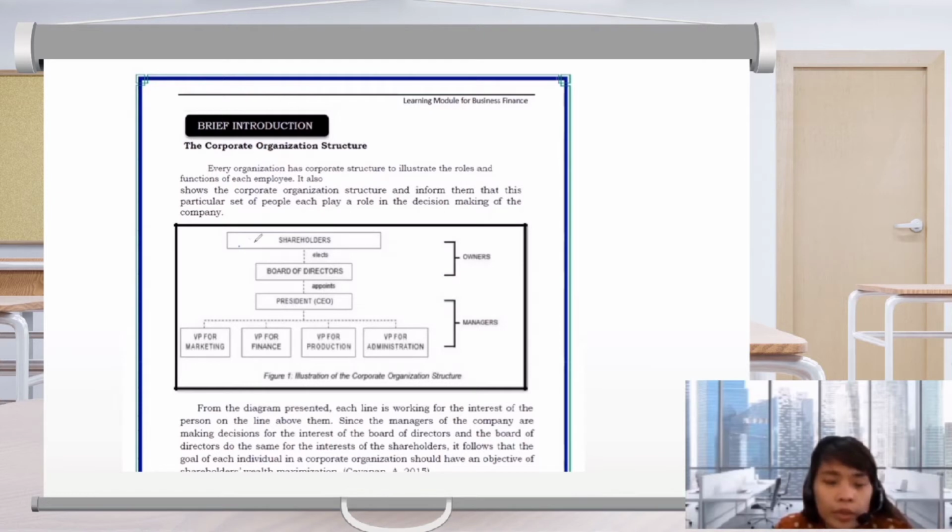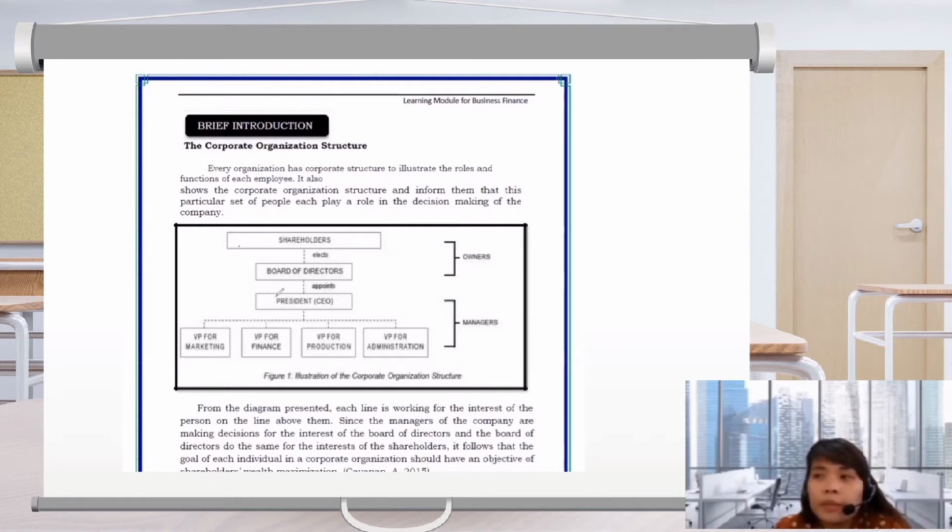We have here the shareholders. Kung corporation siya, may shareholder. Sino nga ba ang shareholder? Sila yung nag-invest sa business, right? So kung shareholder sila, kikita din sila, they have a part dun sa income ng business. The board of directors, sila yung nag-a-appoint ng president or CEO.